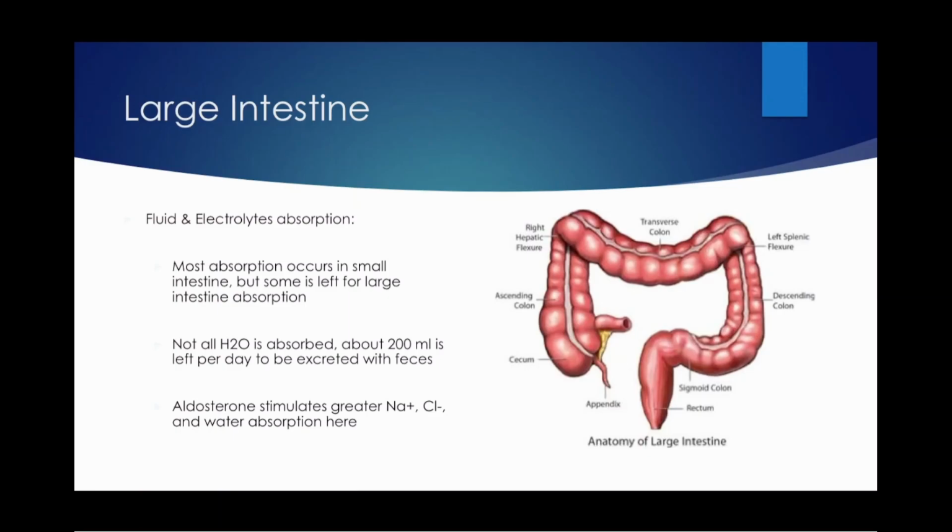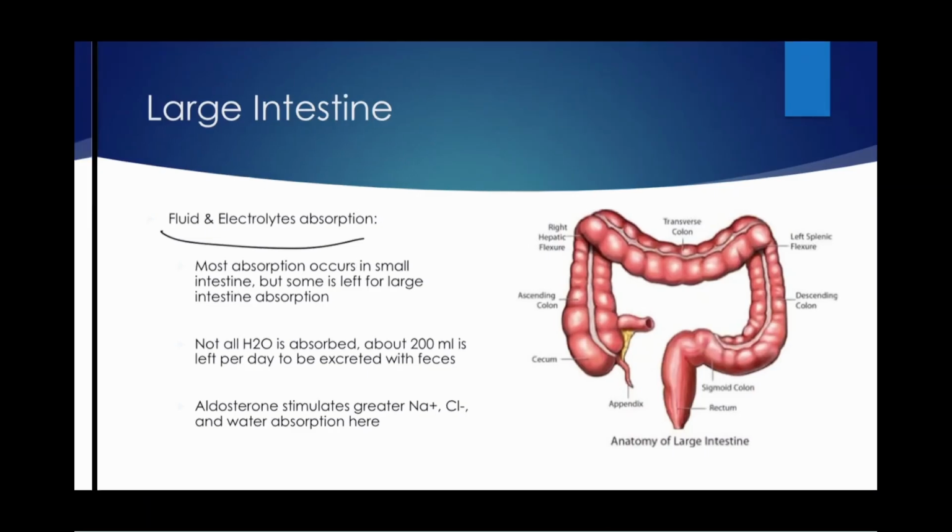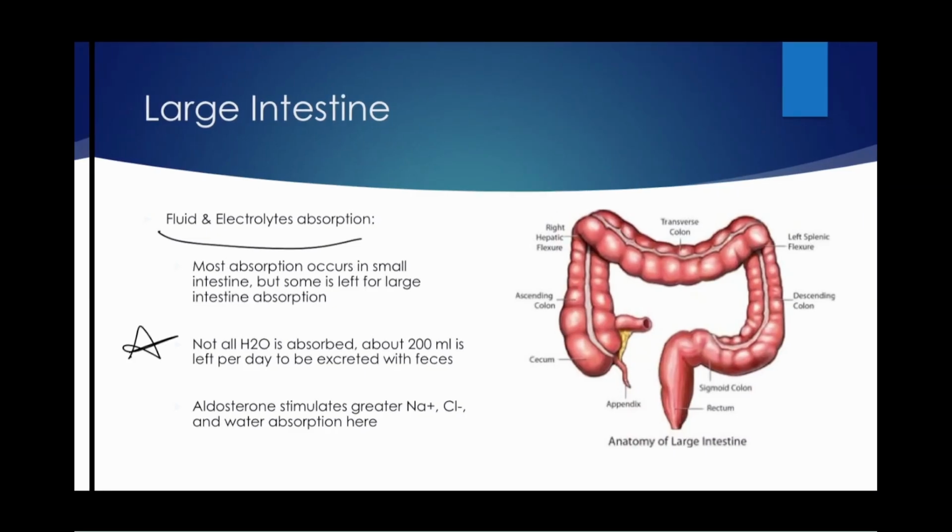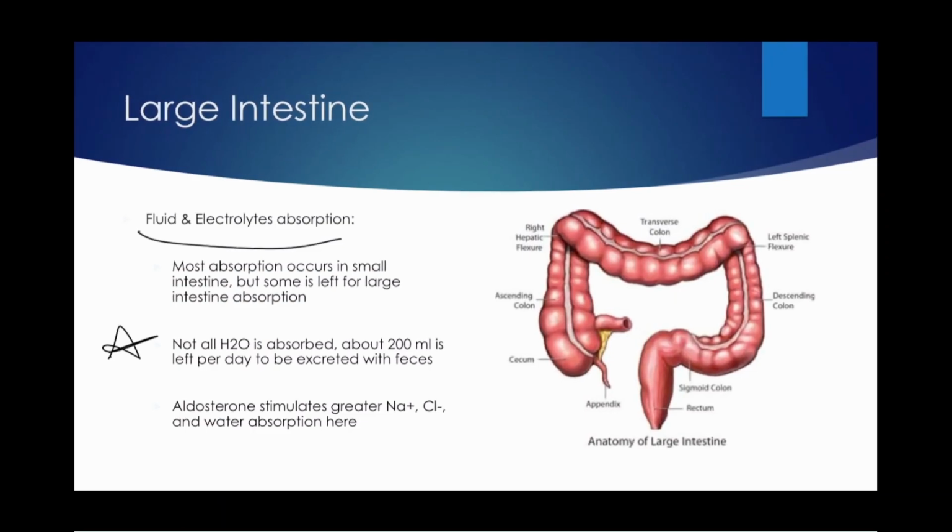So, again, large intestine, fluid, electrolytes. Most of the fluid absorption occurs in the small intestine. That last little bit occurs in the large intestine. Not all the water is absorbed. Some of it is left with the feces. There is some effect of aldosterone here.